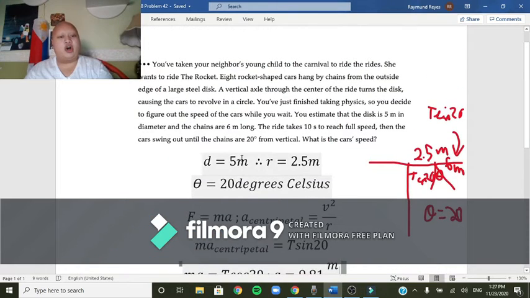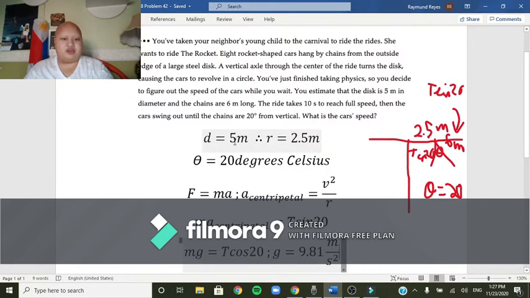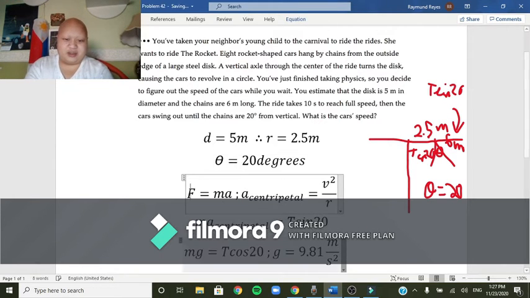Since we are given that the disc is 5 meters in diameter, we can assume that the radius is 2.5, because the radius is half the diameter and half of 5 is 2.5, and the angle that the string is tilted is 20 degrees. Wait, hold up, do not put the Celsius in the degrees, okay?